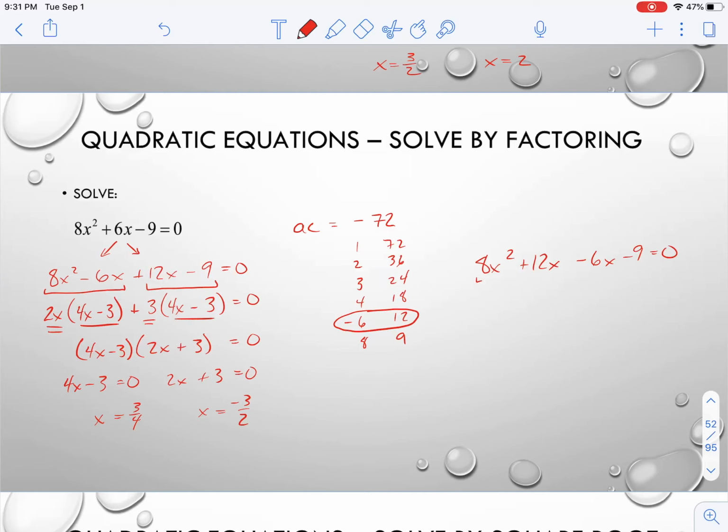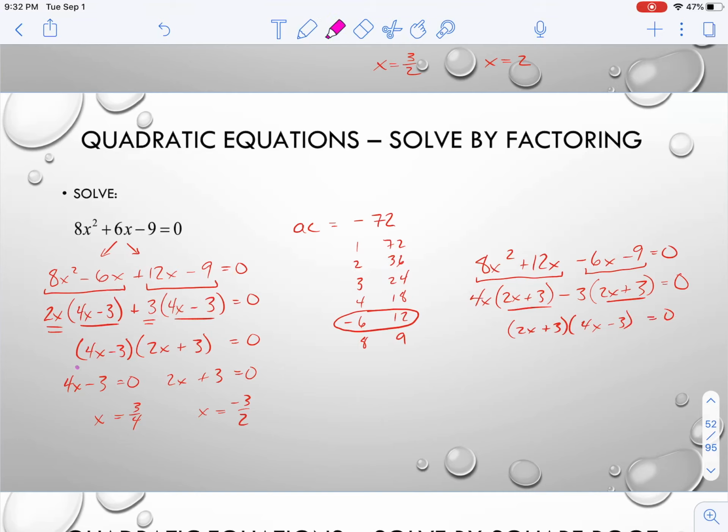So if I do GCF of the first pair, in this case I'm going to have 4x, I'm going to be left with 2x plus 3. And when I do the GCF of my second pair, it's going to be a negative 3, and it's going to leave me with 2x plus 3. What's inside parentheses matches, 2x plus 3. I'm going to pull it out. It's my GCF, and I'm left then with 4x minus 3 equals 0.